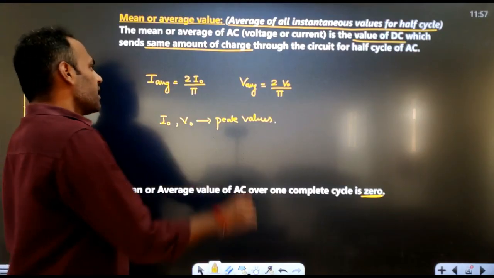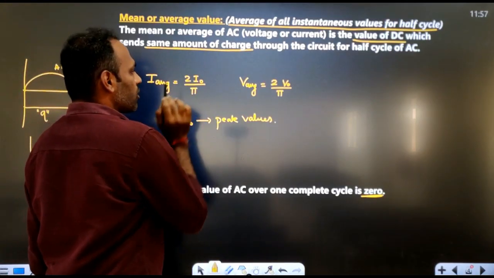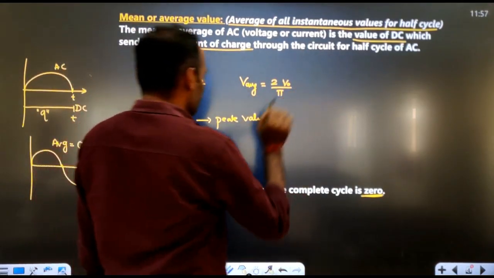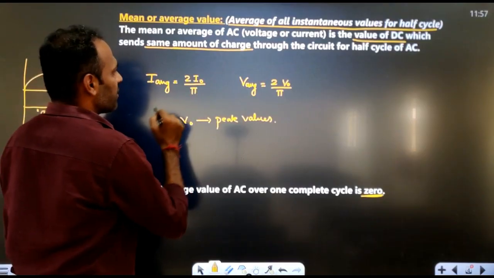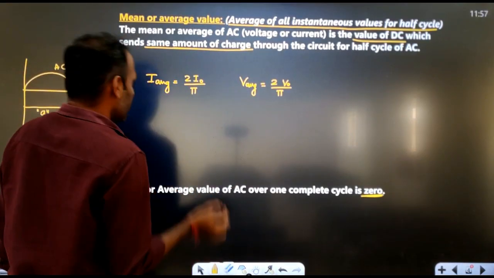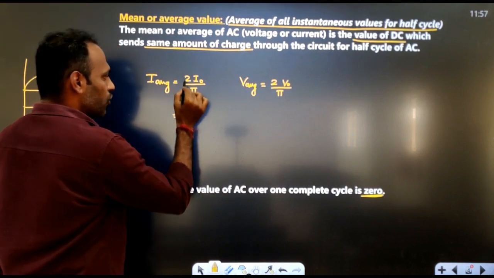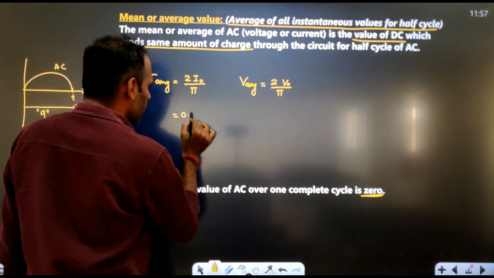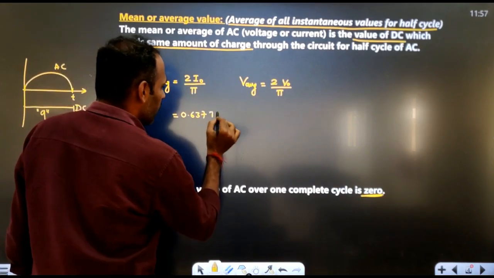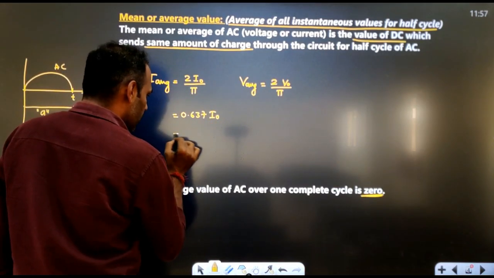In the next note, here we have average value equal to 2 I naught upon pi, and 2 V naught upon pi, correct? So let us take this only. See, 2 I naught by pi. 2 by pi means it will be equal to 0.637. So 0.637 into I naught.